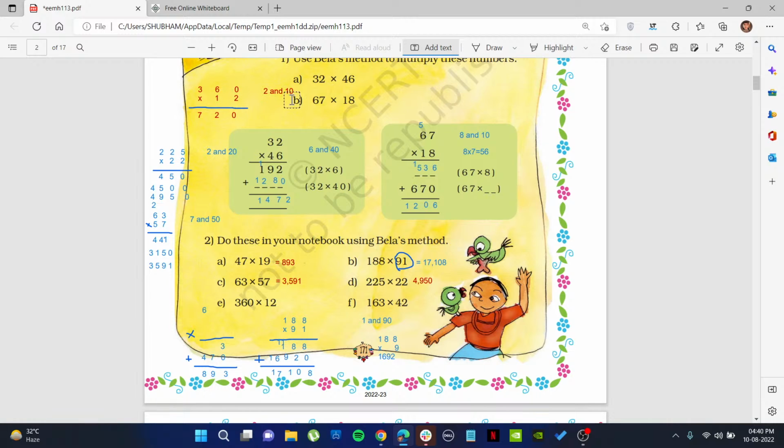Now we need to solve for 10. So 360 times 10, and this is the very easiest one. We need to make 360 10 times bigger, and if we do so we get 3600. So let's write down 3600 here.